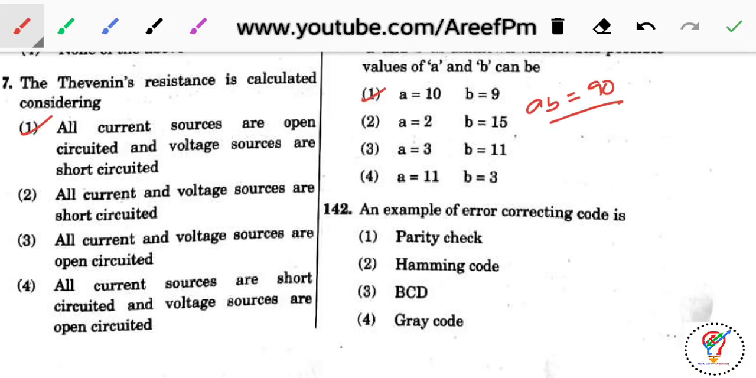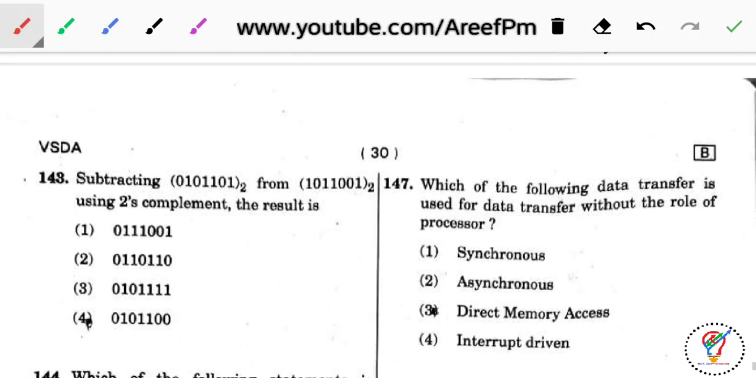Next one, 142. An example of an error correcting code is nothing but Hamming code here. So Hamming code is an error correcting code here. Now next 143.